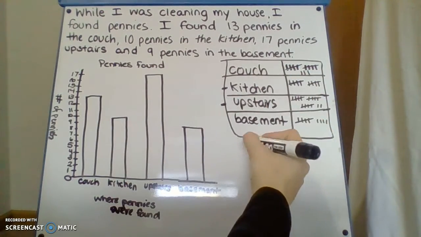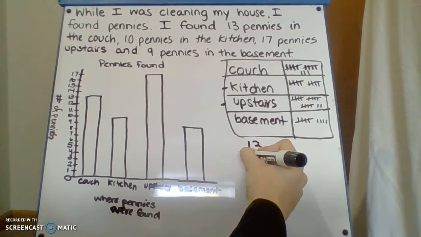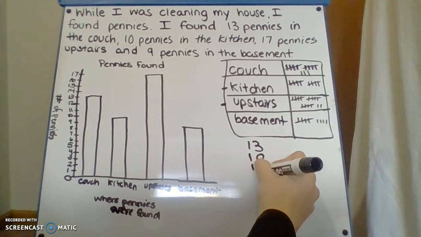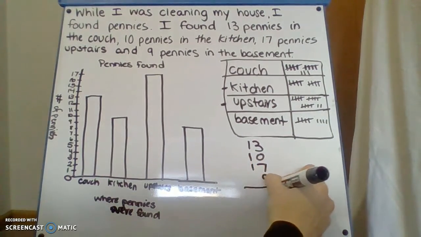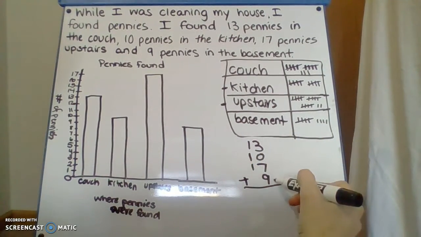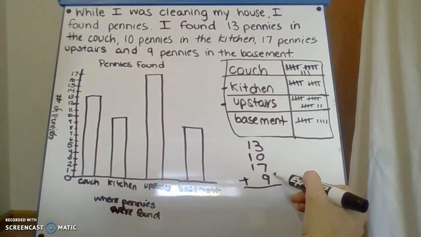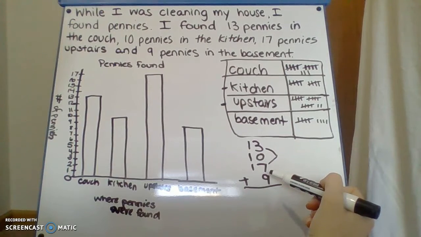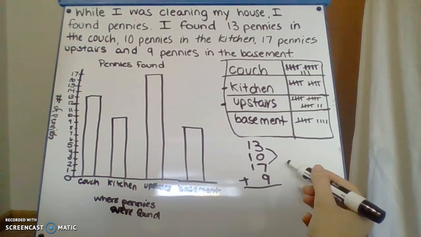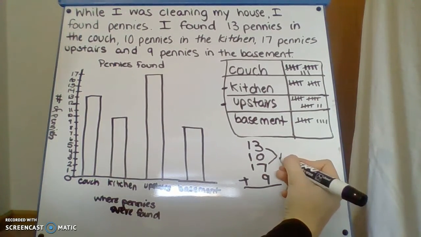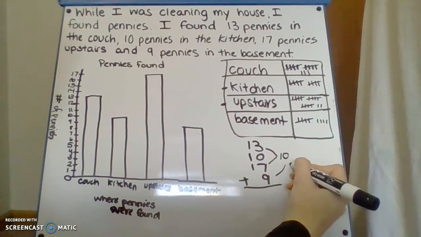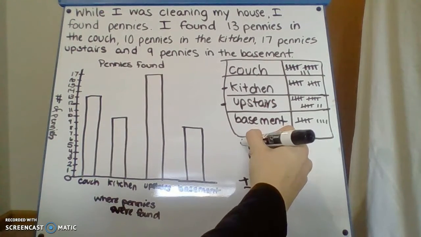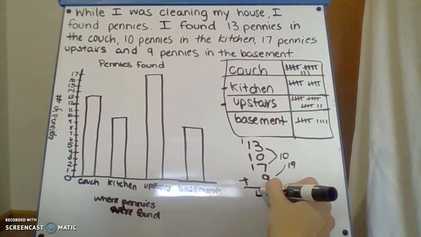So we have the couch, which has 13, plus the kitchen, which has 10. Upstairs has 17, and the basement has 9. I like to start off with my bigger numbers usually. Although actually 7 plus 3, that should be easier for us to solve. 7 plus 3 is your next benchmark number, which is 10. 10 plus 9 is going to give you 19. So 9, carry your 1. 1, 2, 3, 4. 49.